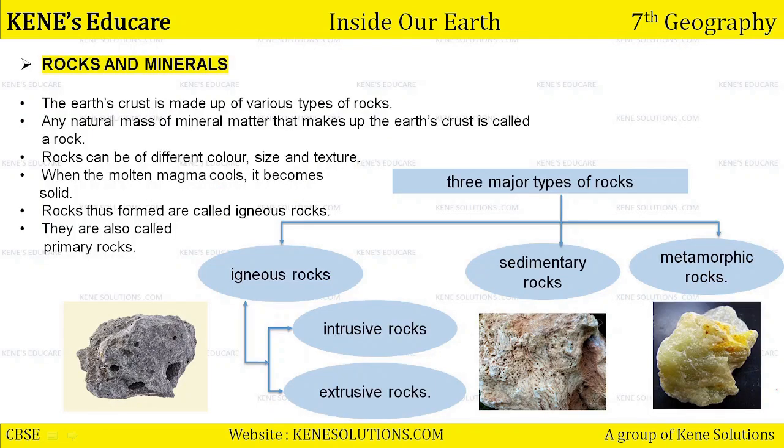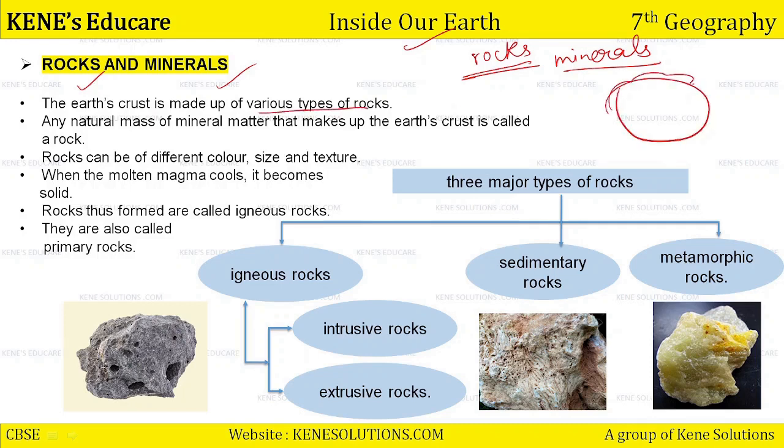Now let's read a very important topic, rocks and minerals. क्योंकि अब inside the earth पढ़ रहे हैं तो जाहिर सी बात है the earth has various rocks and we need to know as well as minerals. So we need to know about the rocks, the kinds of rocks and the minerals inside those rocks. All right. The earth's crust is made up of various types of rocks. जो earth का crust है ना, the entire crust is made up of types of rocks.